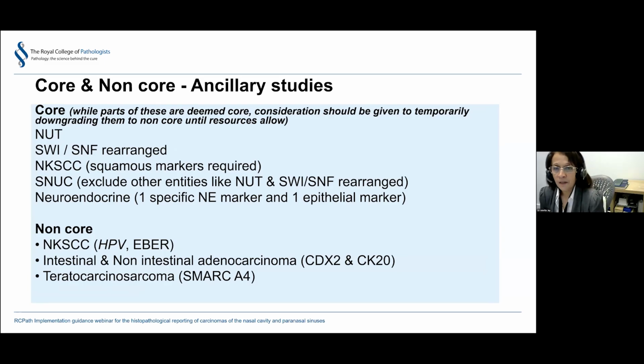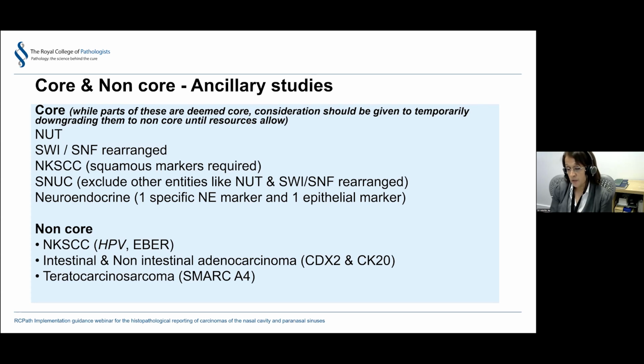So here's where we are at the ancillary studies. The ICCR data set has included some of these entities as core, and we have incorporated the same entities as core and non-core. But there is a caveat here. They've said that parts of these are deemed core, but we can temporarily downgrade them to non-core if resources are not available. So what ICCR and we have followed is all the undifferentiated tumors.